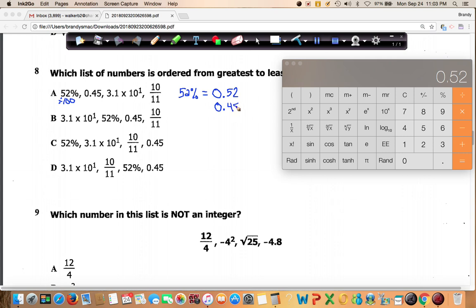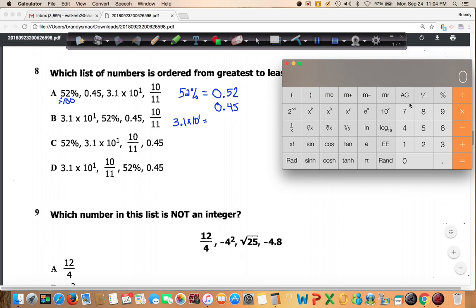Now, do you guys remember how to do scientific notation? 3.1 times 10 to the first power. There are two ways you can do scientific notation. Completely your choice. If you know how to do it in your head by just moving the decimal one place, you may do that. Or you can put it in your calculator. So I'm going to show you real quick how to put it in your calculator. You type it in pretty much like order of operations.